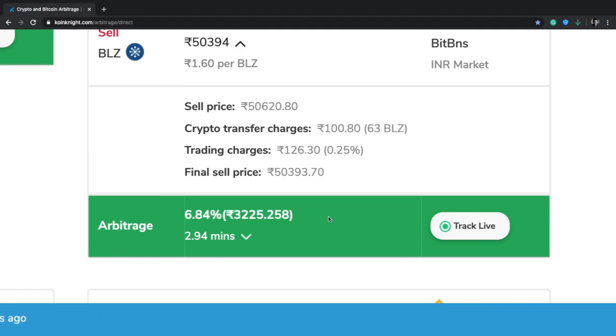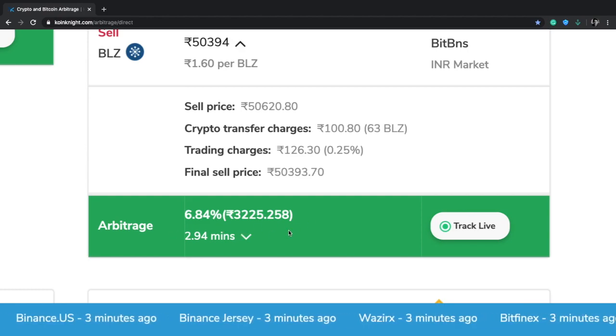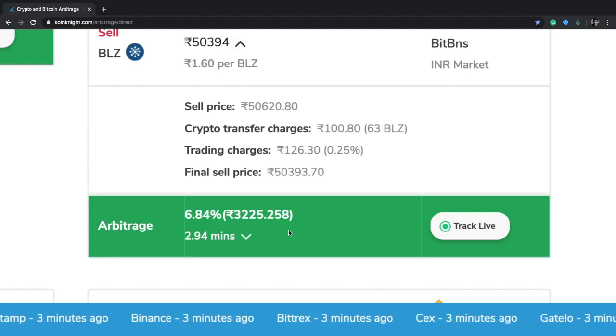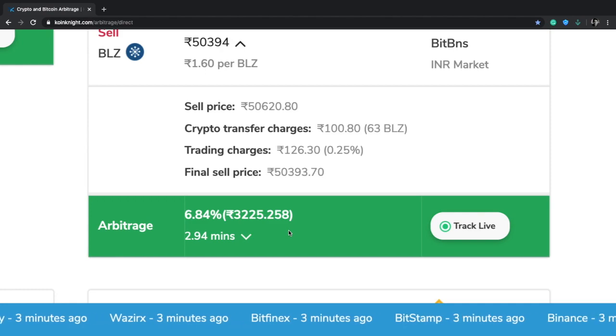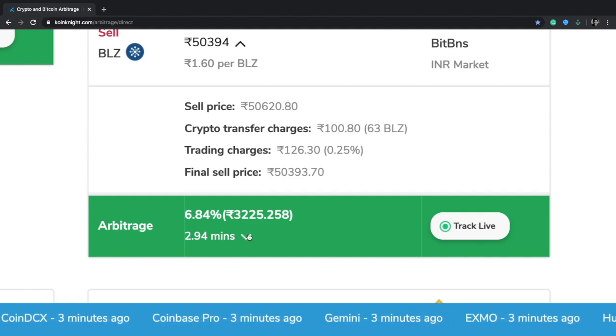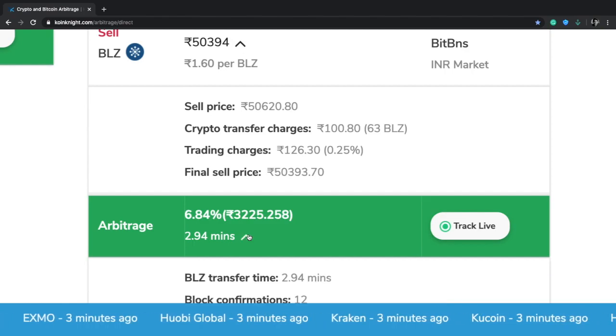Coming to the arbitrage section, this gives you the most important detail that will help you determine whether you should do this arbitrage or not. It tells you the exact profit and the return of investment. It also gives you an approximate time this whole arbitrage transaction will take, that is from buying to transferring it and then to selling it. Now, as we all know, the time factor is very crucial, as it is preferable to do the arbitrage that takes less time compared to the ones that take longer. You can also click on the drop-down option to see the breakup of time and how it is calculated.